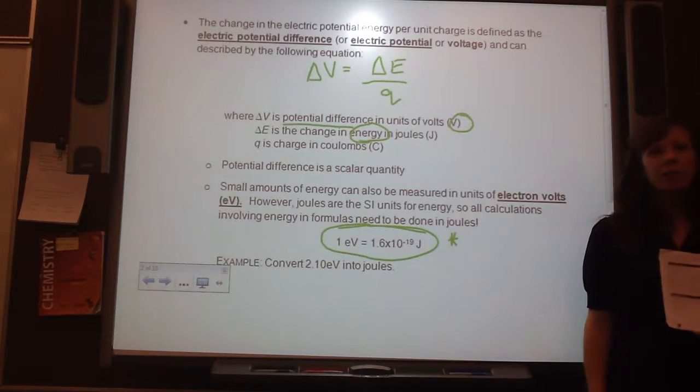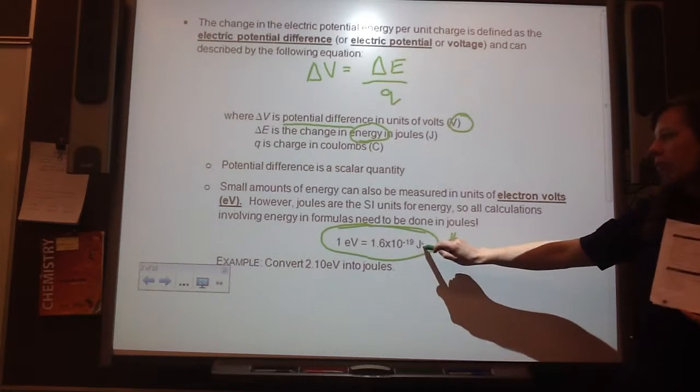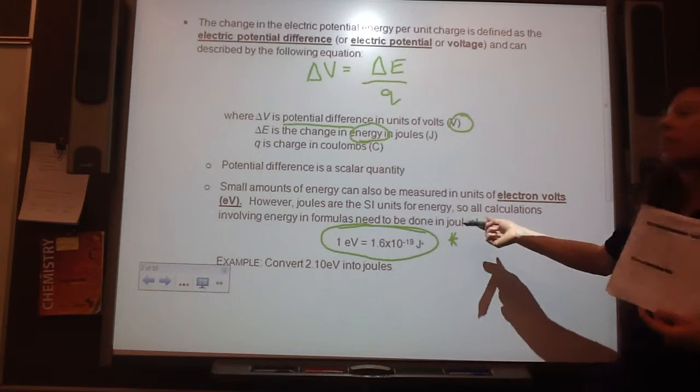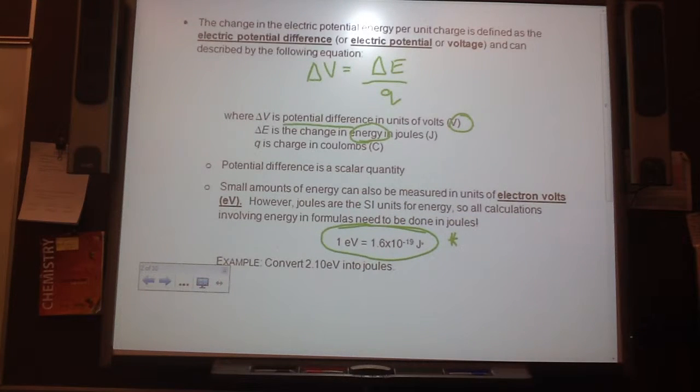So you don't have to memorize that. It is on your formula sheet. So if you're being asked about eVs, you might need to convert it to joules. And if you're given joules, you might have to convert it to eVs. So what is this even talking about? Well, small amounts of energy can also be measured in electron volts.